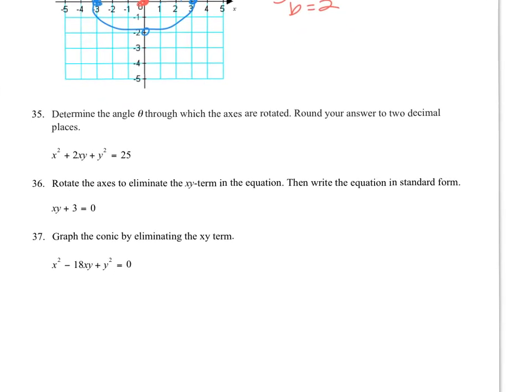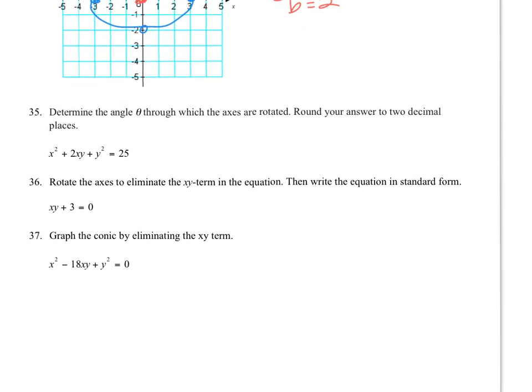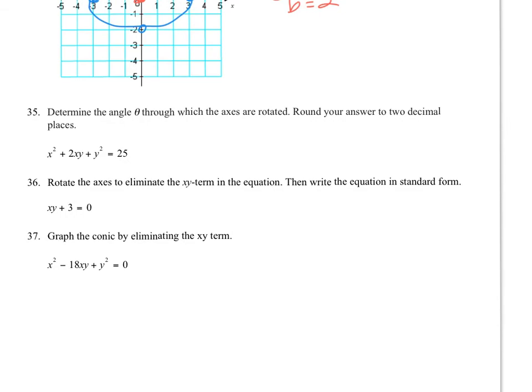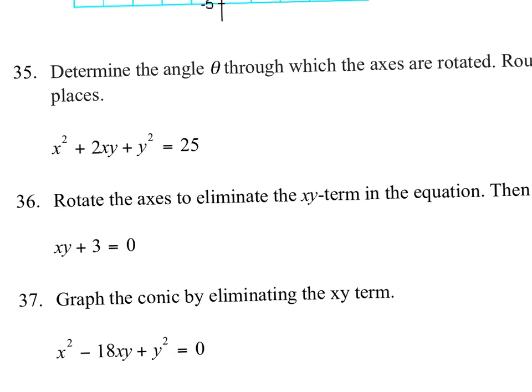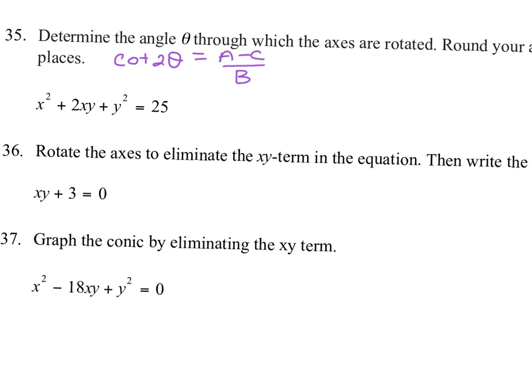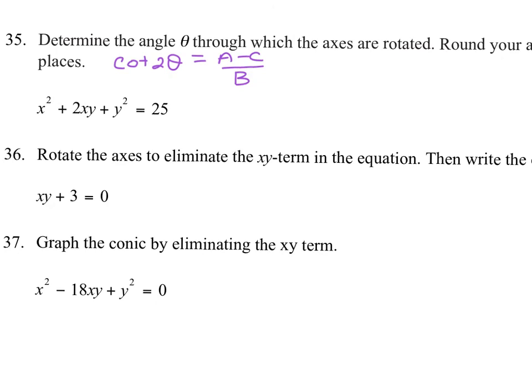All right, number 35, determine the angle theta through which the axes are rotated and round your answers to 2 places. So this will also be on your test, but for the rotation of the angle, it's the cotangent of 2 theta equals a minus c over b. So all this wants is the angle. Remember, the a is what's in front of the x squared, so it's ax squared plus bxy plus cy squared, and then the rest of that, which we don't need. We just need the a, the b, and the c.